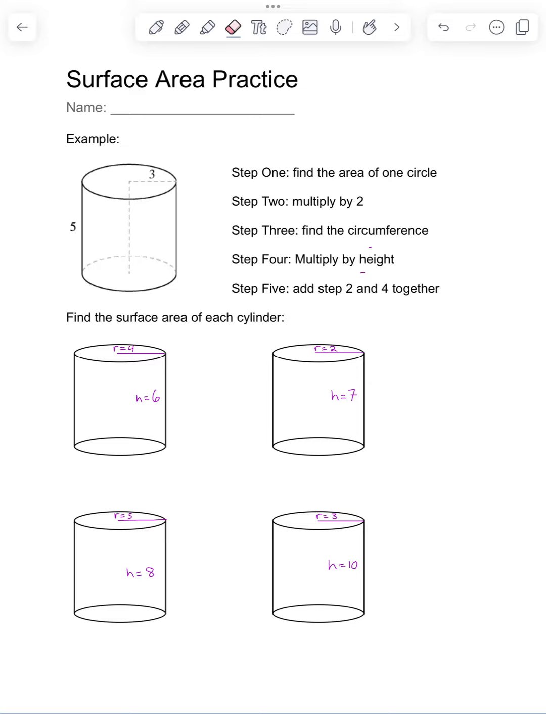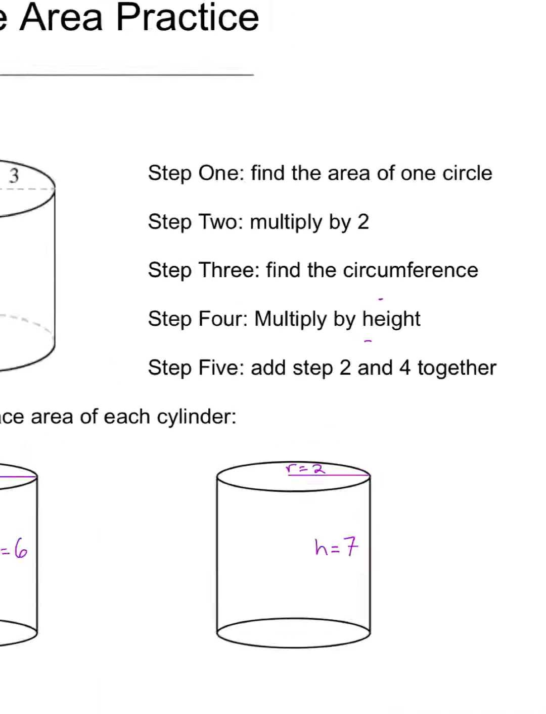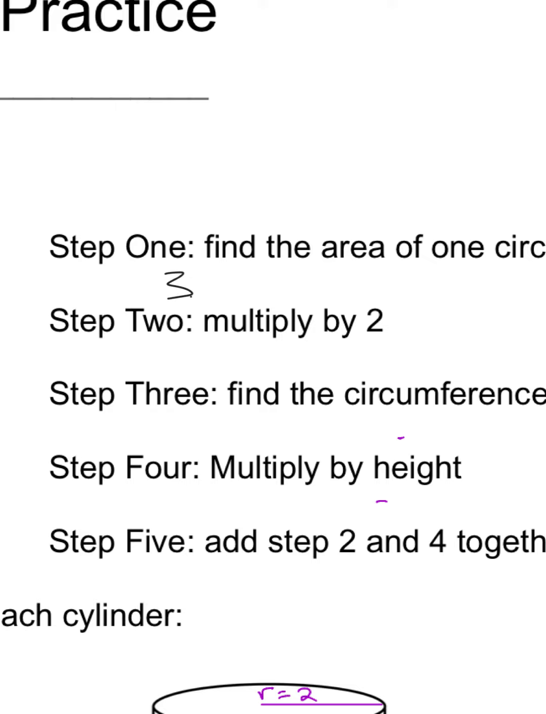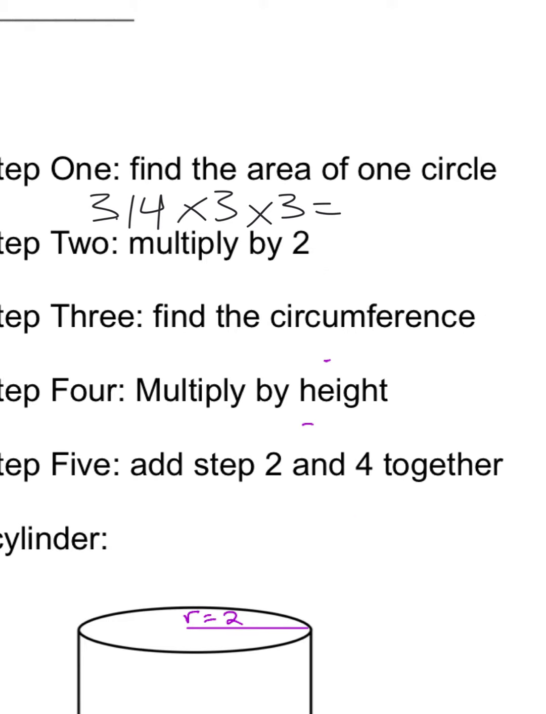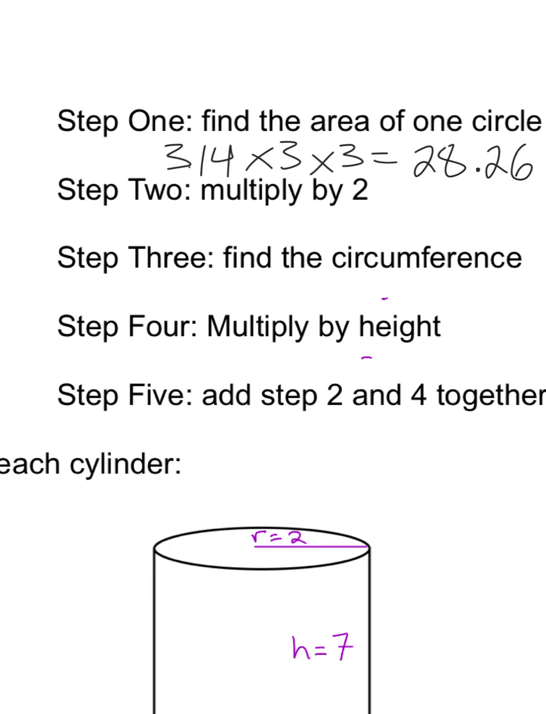So remember, step 1 is define the area of one circle. To do this, we do pi, 3.14, times radius times radius. The radius is 3. If we type that into our calculator, we get 28.26. Now remember, there are 2 circles on a cylinder, both the top and the bottom, so we're going to take that area of a circle, 28.26, and multiply by 2 to give us 56.52. So now I have the area of the 2 circles.